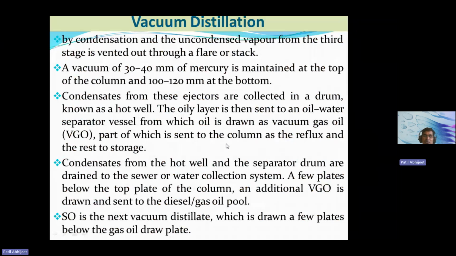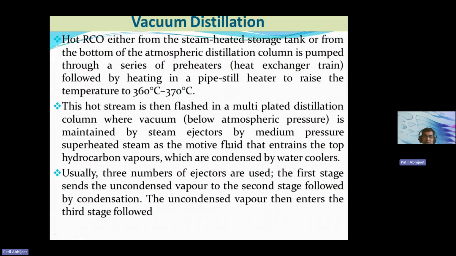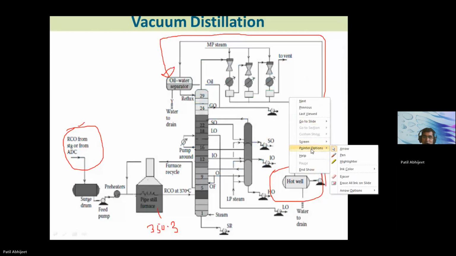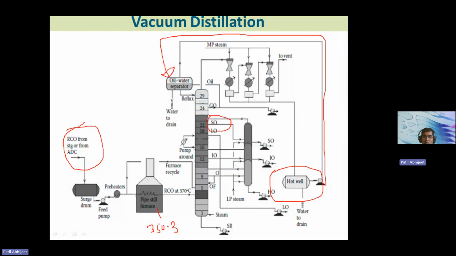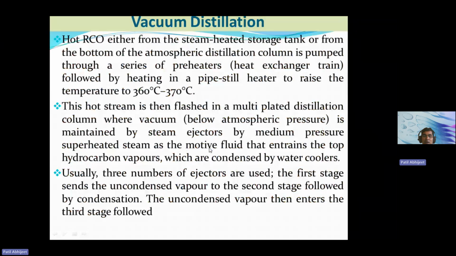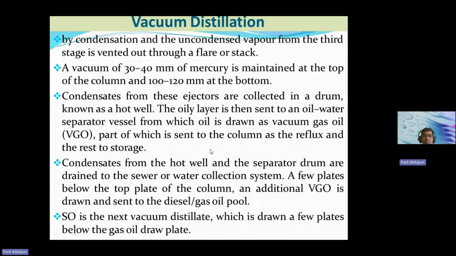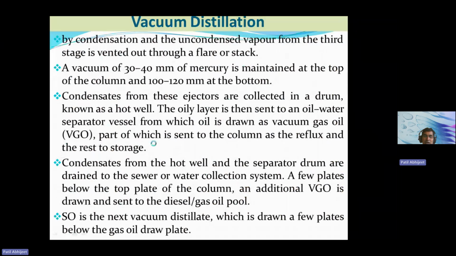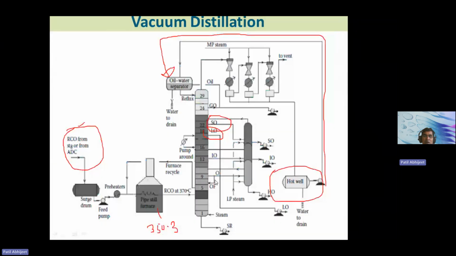Okay, so you can see in the figure here, first we are getting VGO, then the next extract is SO, and the next extract is LO, light oil. Okay, so sulfur oil. These are the various kinds of extracts that are obtained, and similarly the other vacuum distillates, like intermediate oil IO, and these particular heavy oils HO, are obtained in sequence.